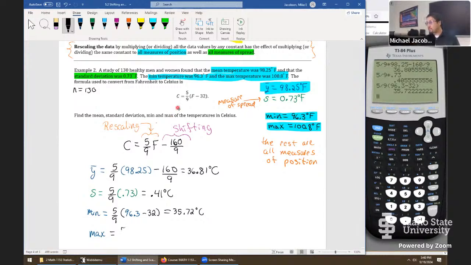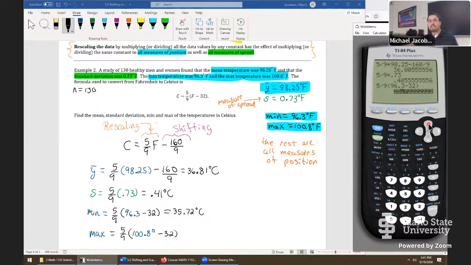So we'll go 5/9, multiply it by the maximum temperature, 100.8 degrees. Sounds like an infection, probably, minus 32. Then just back here, it's sometimes kind of convenient to use what you already typed in, because you notice it's kind of tedious to type that in every single time. So some people might be doing things like this.